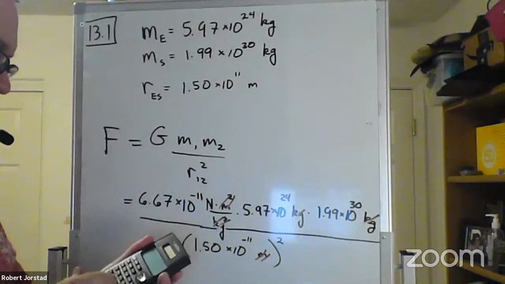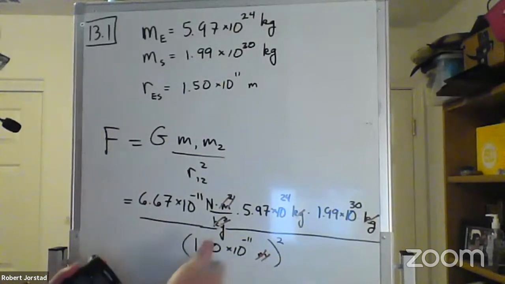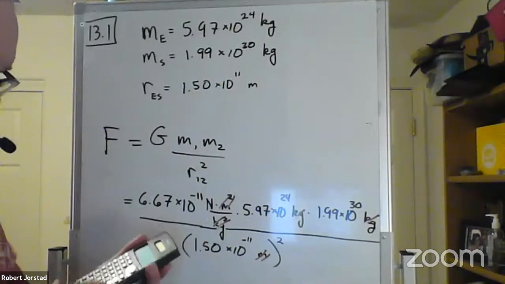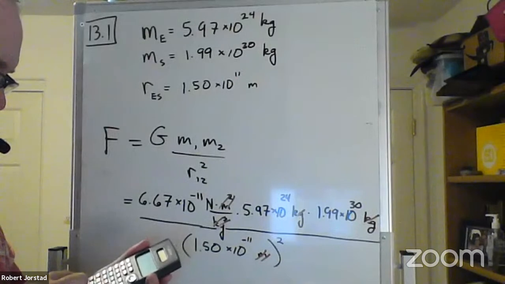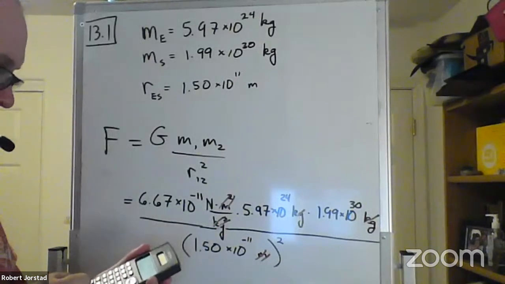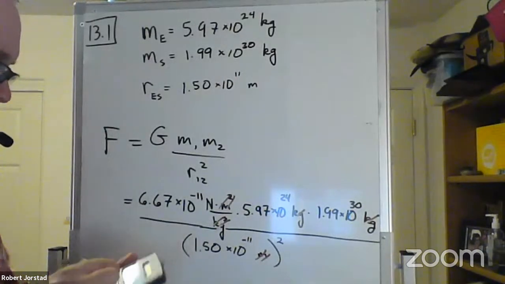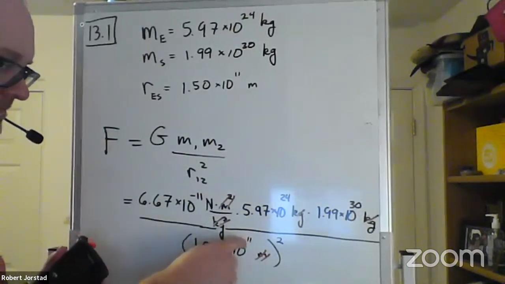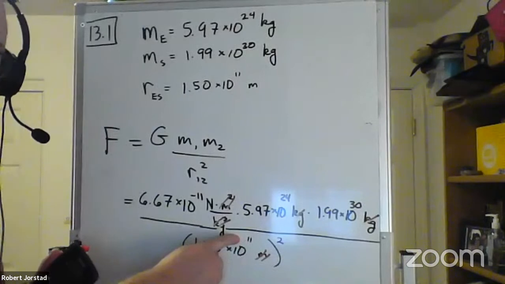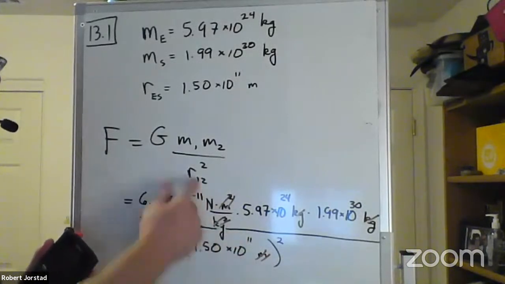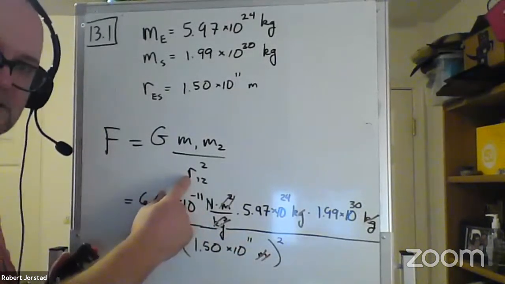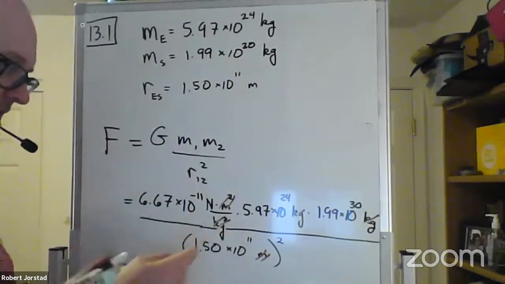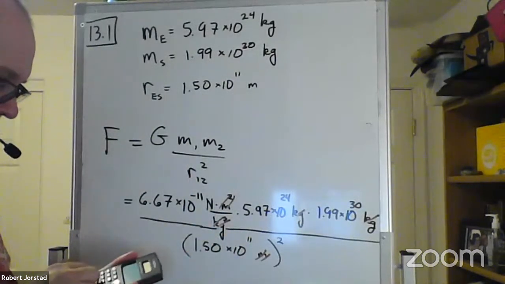And then I'm going to divide by, either remember your parens or just divide by it twice. Divide by 1.5 E11. Whoop, wait a minute. This should be positive 11 right there. Do you see that? That should be 10 to the positive 11. The radius is large, to the sun, right? So that should be a positive 11. Sorry about that.